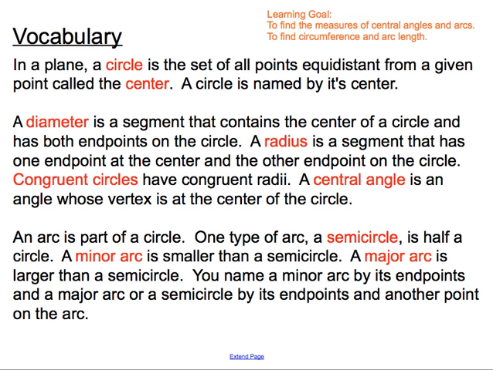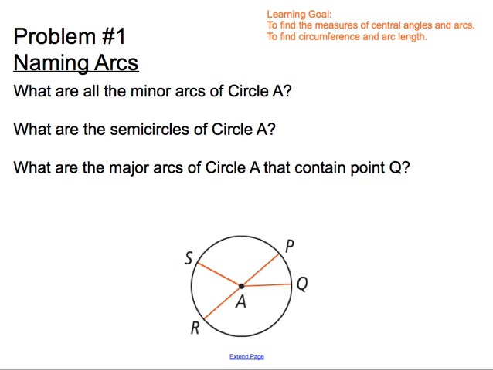I'll apologize from the beginning here because this section does include a lot of vocabulary. Much of this information you already know, so make sure you copy down the information that you need. Our first problem involves naming arcs.